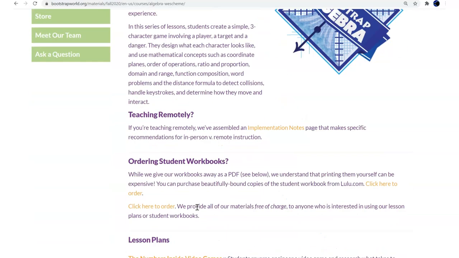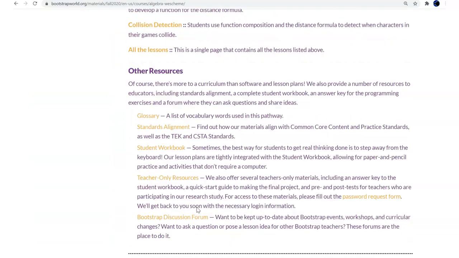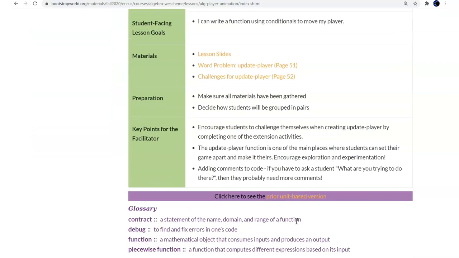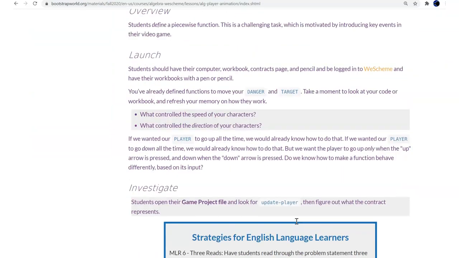Latest version. Let's look where we were last time. Last time we talked about player animation. You learned about the cond piecewise function in WeScheme, and we used that to change our danger and our target to be able to have some behavior when they approach the edge of the screen. So you might have chosen to stop them when they got to the edge of the screen. You might have chosen to loop them around. You might have chosen to teleport them someplace else. So hopefully you added some behavior to your danger and target using the cond function.